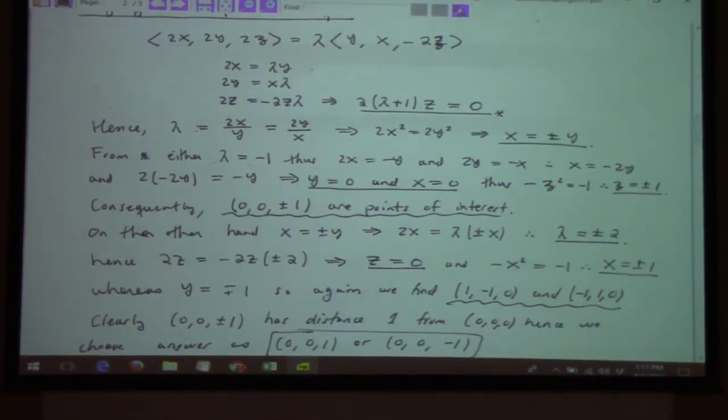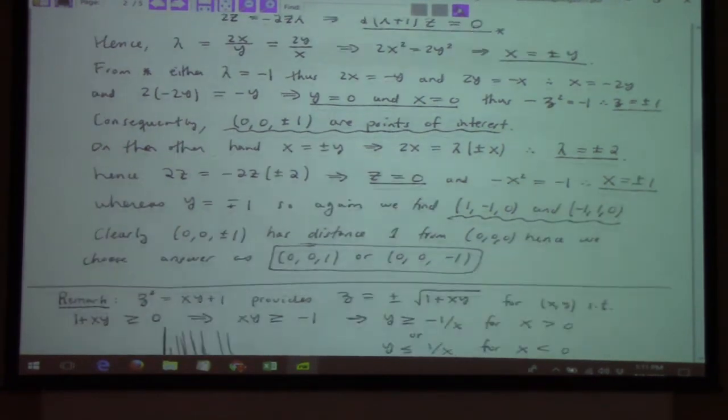However, when you actually plug these points into the distance squared function, we get 1 from this one and that one, and we get 2 from this and that. So square root of 2, of course, is a greater distance than 1. So apparently this and that are the closest points on the surface.